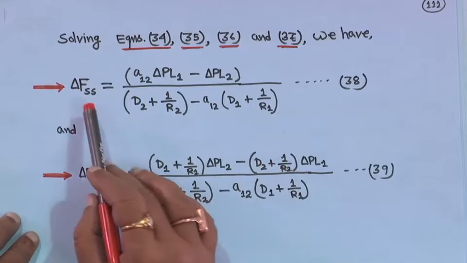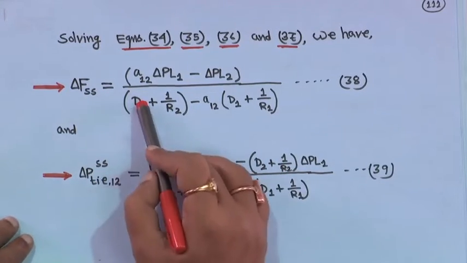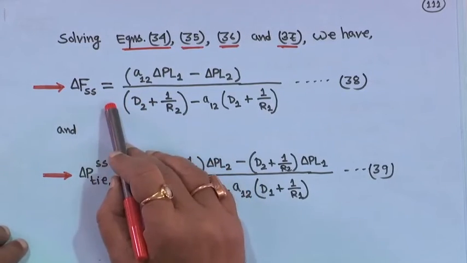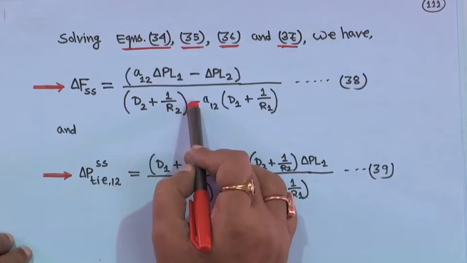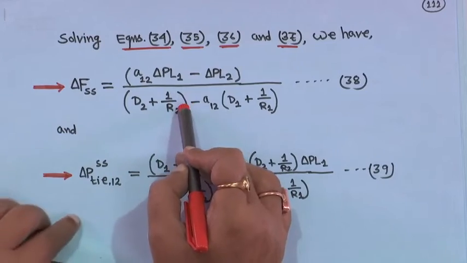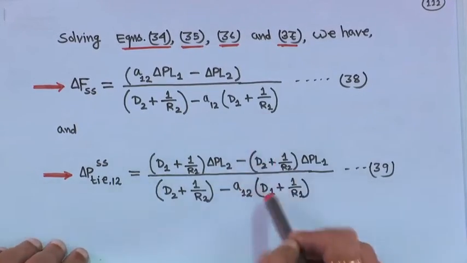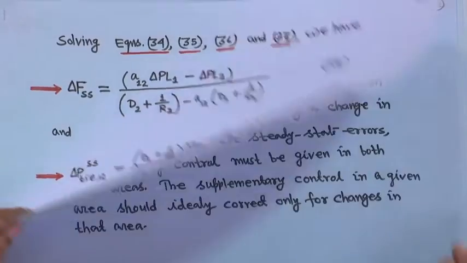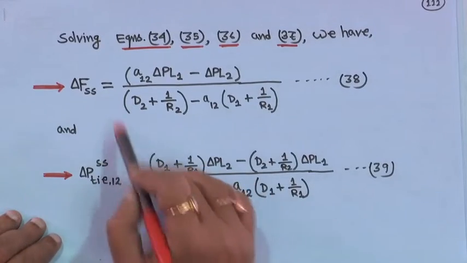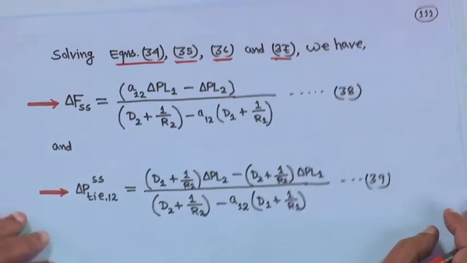That means, in the uncontrolled mode at least these expressions are known to us, and delta Pg1SS is equal to minus delta FSS upon R1. So, you know the delta FSS, so you can easily find out delta Pg1SS and delta Pg2SS. You can solve it on your own, this is a simple thing.